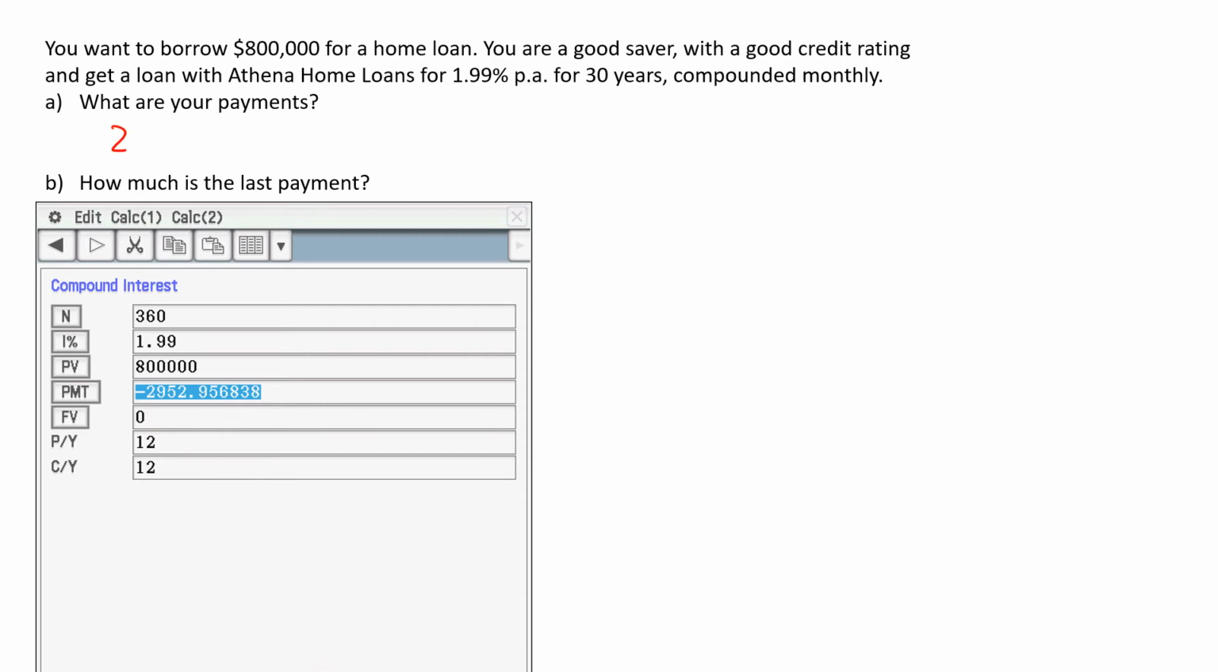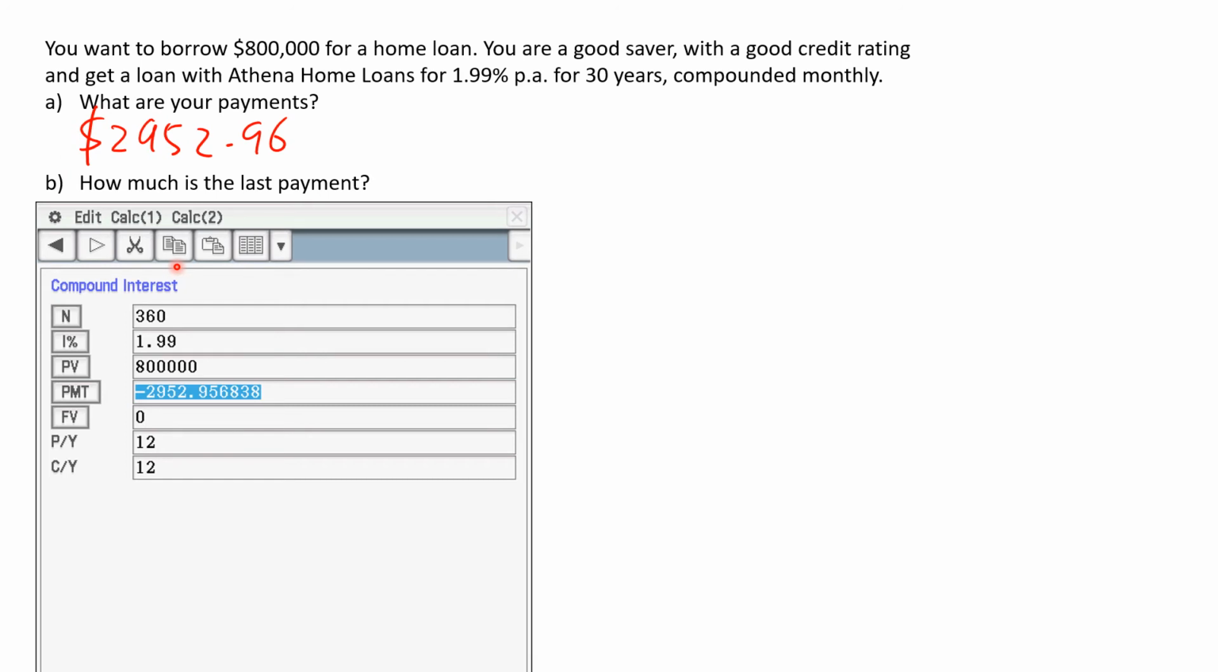What are your payments? 2952.96. Stick a dollar sign. Do not put the negative sign. I mean, a payment. The negative here is just showing the directional flow of the money. Obviously, you know which way the payments are going. They're going to the bank, so you don't need to put that negative.